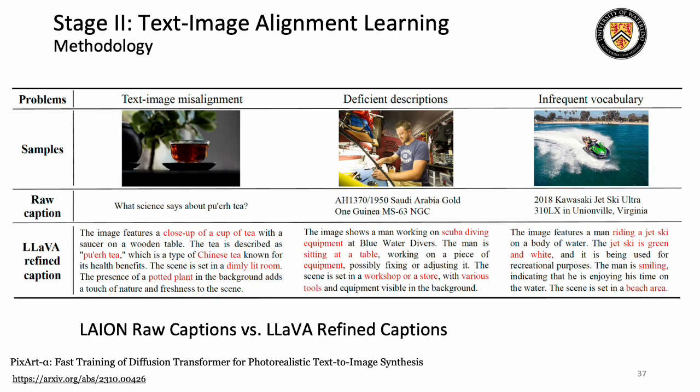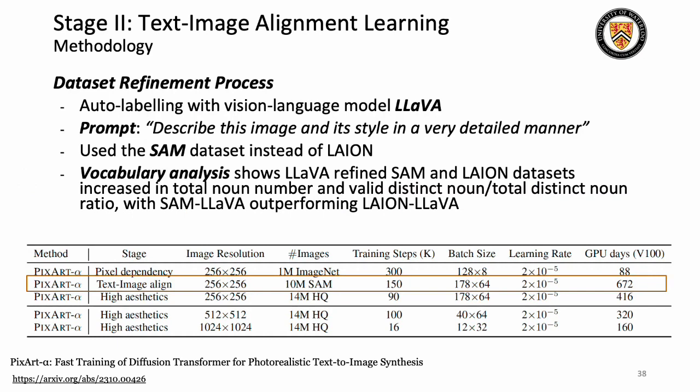So here are some examples of raw captions from the LAION dataset and LAVA refined captions. As seen, refinements can deal with problems like text-image misalignment, deficient descriptions, and infrequent vocabulary, causing this long-tail characteristic. So here is the detailed dataset refinement process. So using LAVA, the dataset undergoes this auto-labeling process with prompts that encourage informative descriptions. So particularly the prompt asks it to describe this image and its style in a very detailed manner.